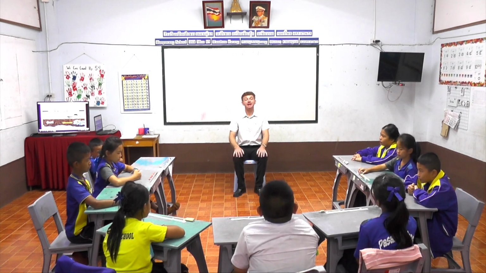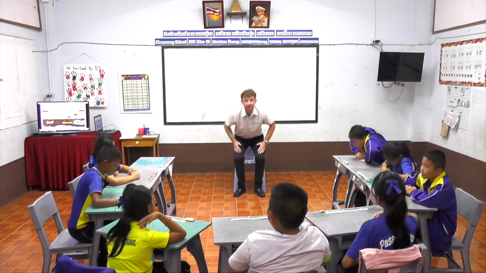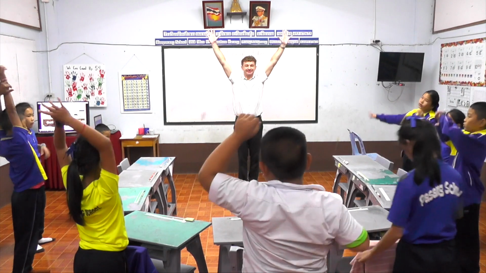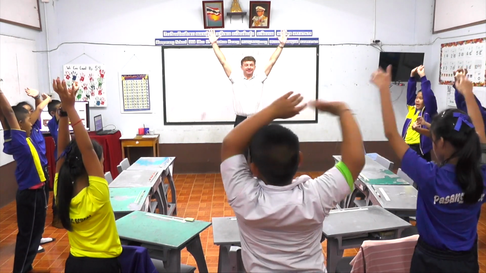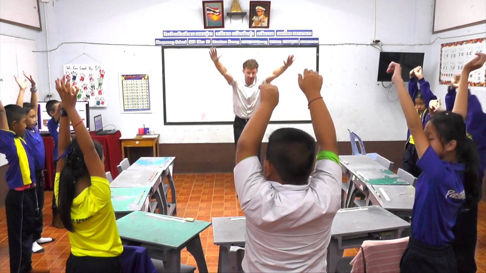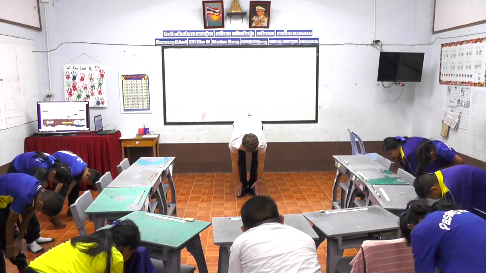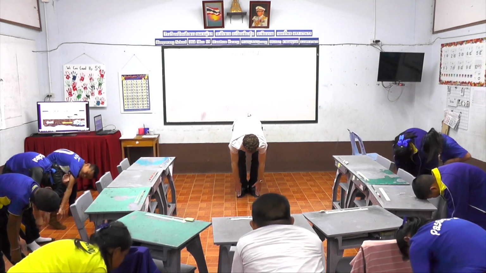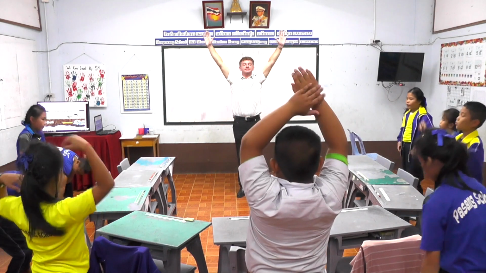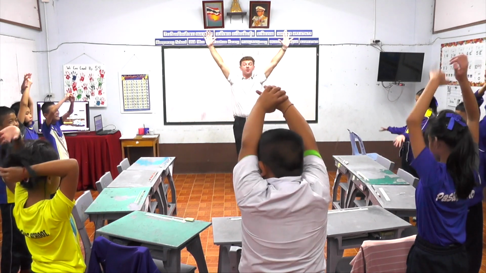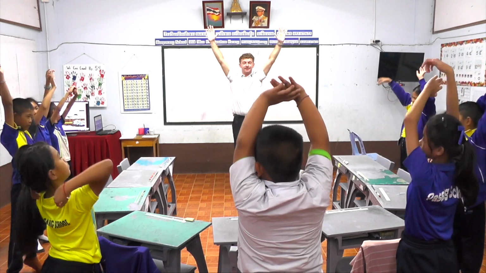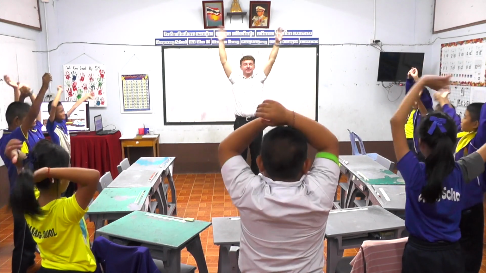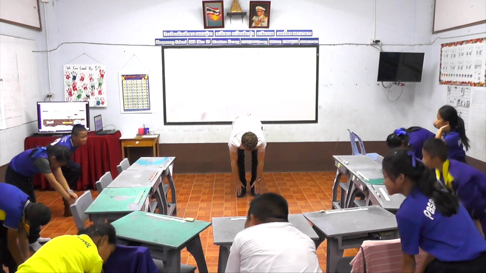Okay? And next we'll do our stretching sequence. So let's stand up and push in our chairs. And we'll begin by stretching up high. High to the sky. And now we'll go back down low. Touch our toes. Go back up high again. And this time, can we go tippy toe high? And let's have a wave while we're there. And then back down to touch your toes.